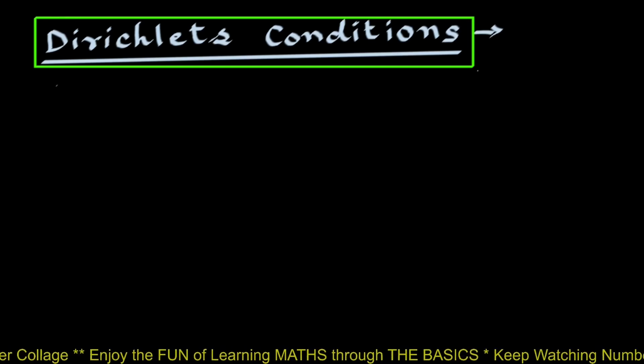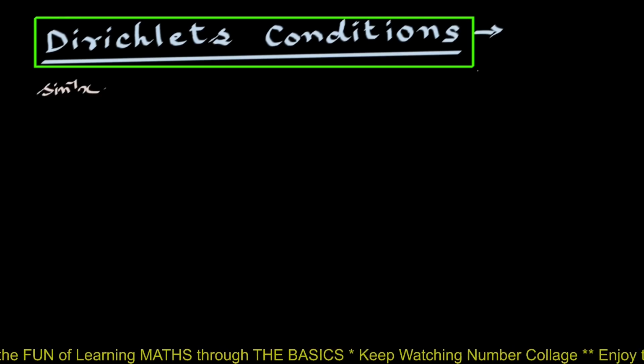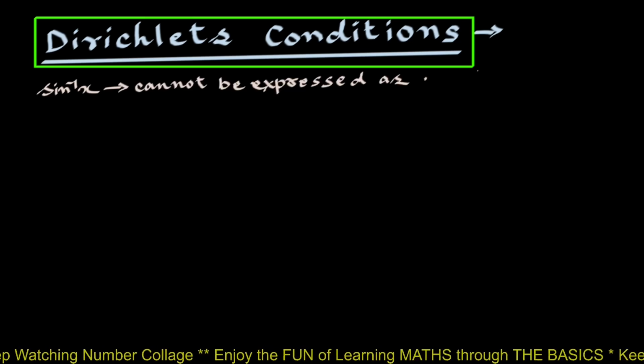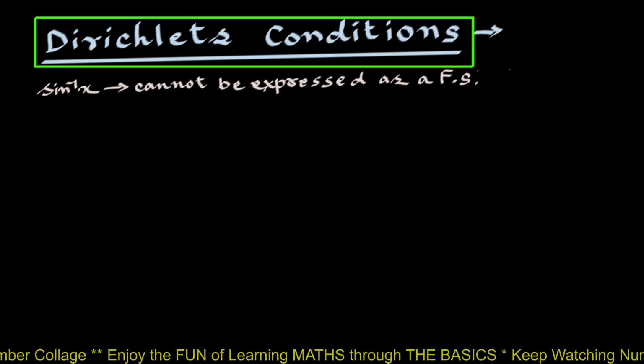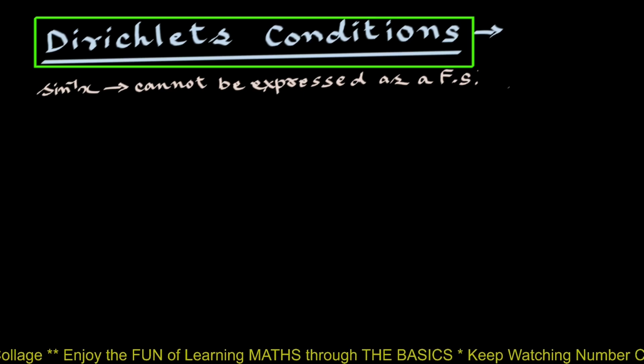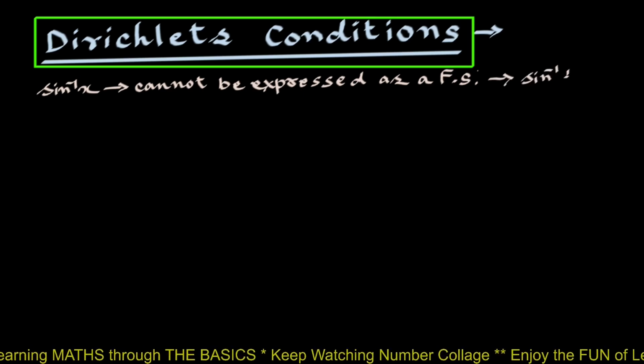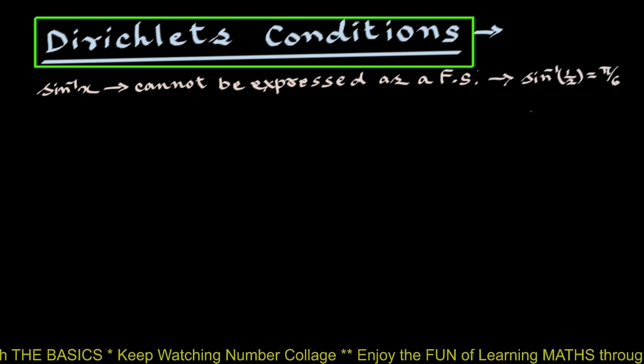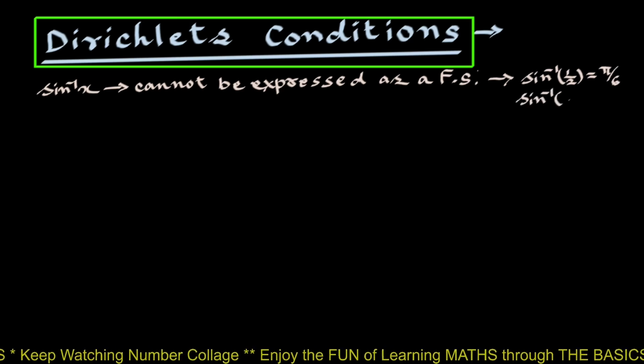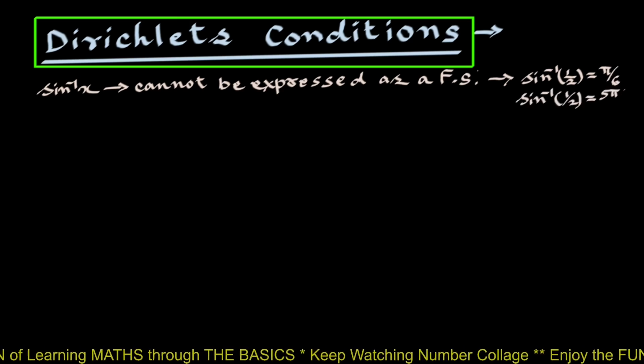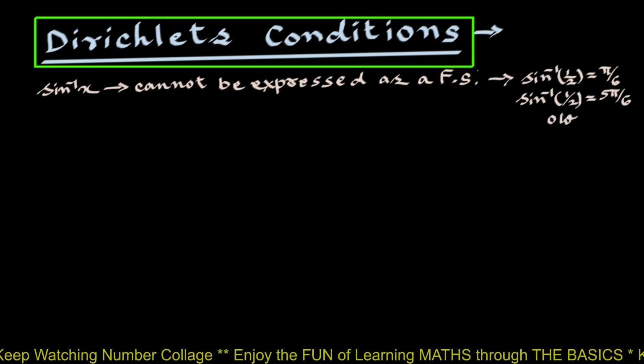According to the first condition, sin inverse x cannot be expressed as a Fourier series. This is because it is not a single valued function. As we know, sin inverse half is pi by 6 and also sin inverse half is 5 pi by 6 in the period 0 to pi.